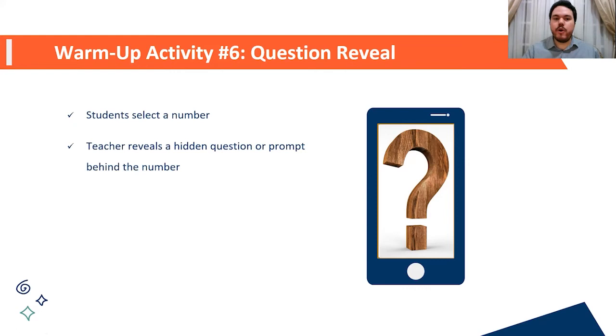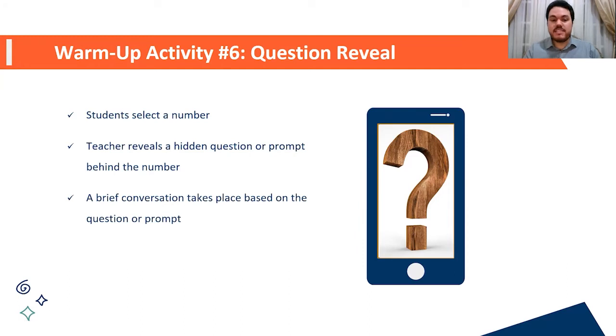And as we're going through both picture reveal and question reveal, you will notice that there is this element of mystery that we were talking about earlier that we have to create when we are preparing our warm-up. So in this case, we also have a hidden question that is going to create this sort of mystery, or at least curiosity on the part of the students. So the teacher is going to be revealing that hidden question or prompt behind the number. Then a brief conversation is going to take place based on the question or prompt. So we again want students to be able to interact with one another based on the prompts that we give them.